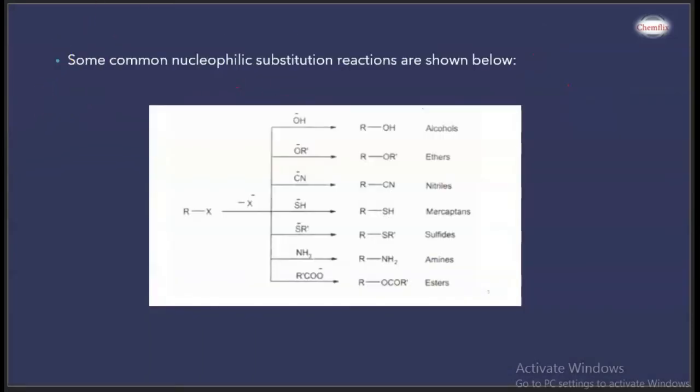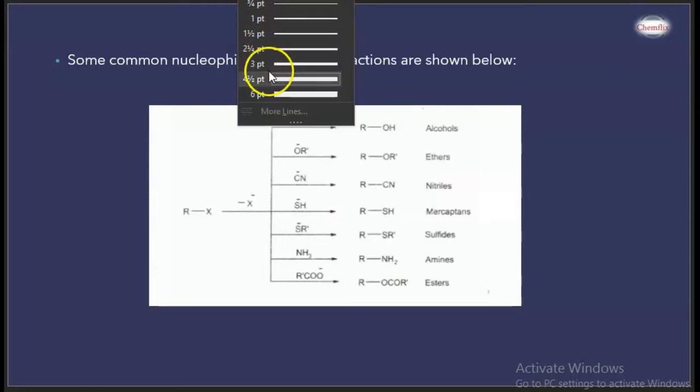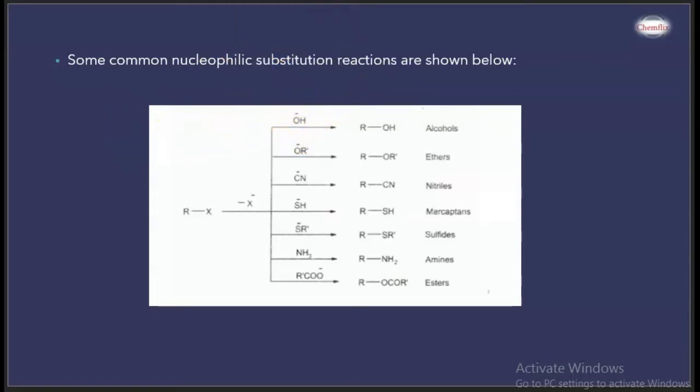Next we are going to see some common nucleophilic substitution reactions. I will show you: OH minus, OR' minus, CN minus, SH minus, SR' minus, NH3 which possesses a lone pair, RCOO minus. These are all examples of nucleophiles.